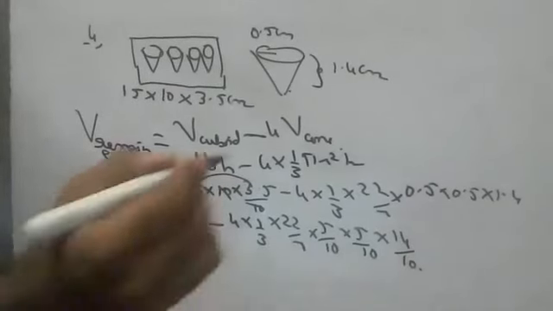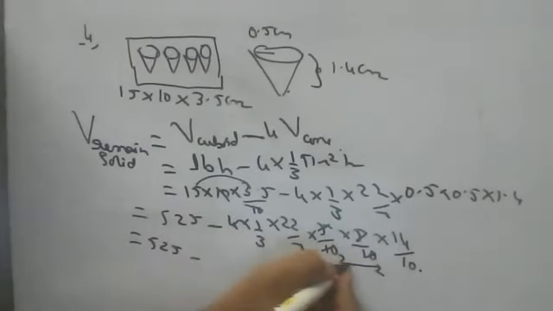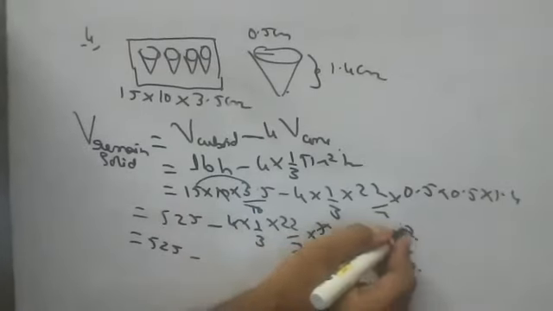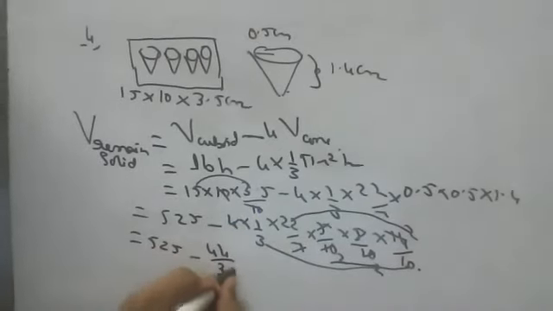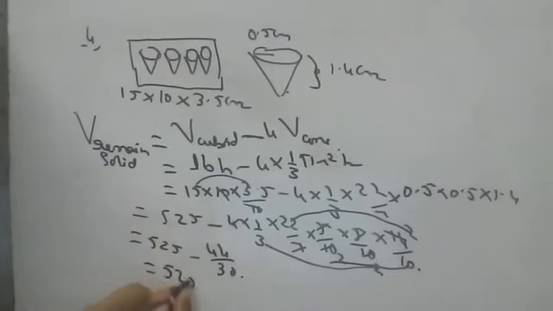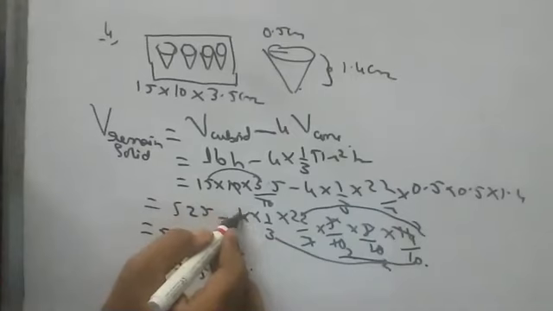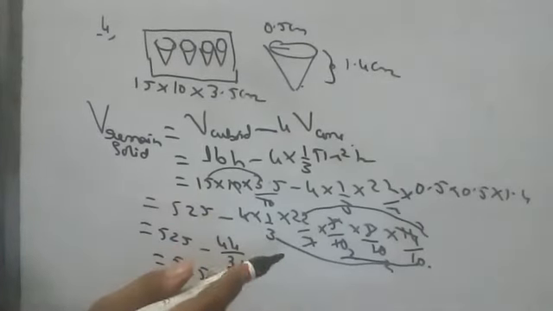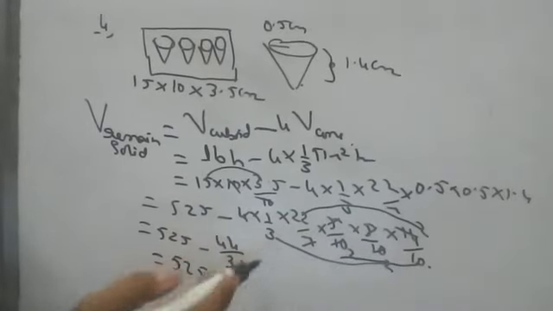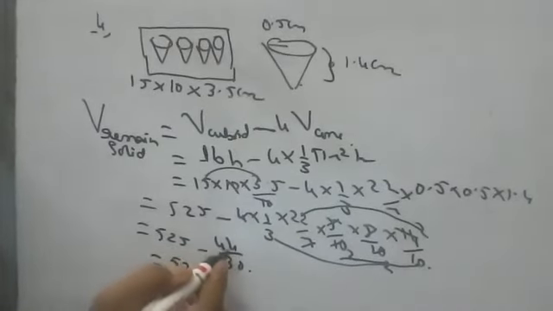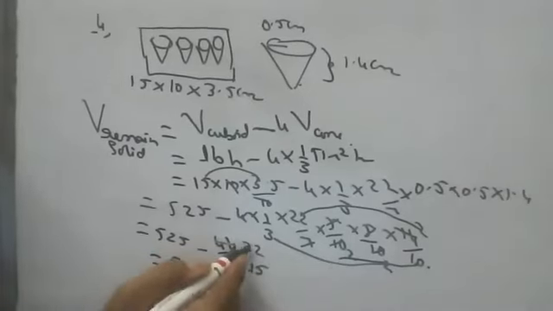You should not make it complicated. 5 2s are 10, 5 2s are 10. This 4 has gone. 7 2s are 14. 44 by 30. 44 by 30. So 525 minus, 22 to the 44, 3 to the 30. 2 22s are 44, 2 15s are 30, so 22 by 15.